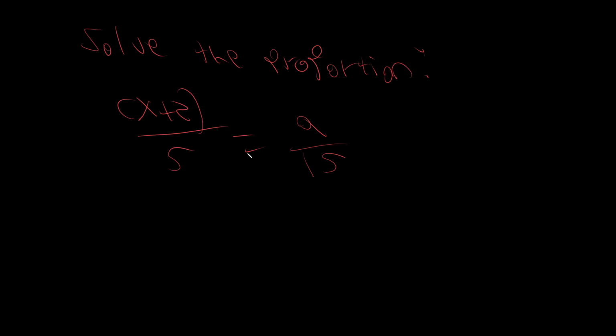We're going to start this out by, remember, cross multiplying. So we get x plus 2 times 15. I'm going to use the distributive property, which we learned in an earlier lesson, but I'll just do this in my head. If you do get confused, just write out 15 times x plus 2 in parentheses and then distribute the 15. So we get 15x plus 30 equals 5 times 9, which is 45.